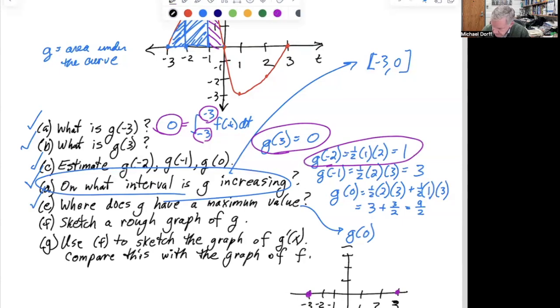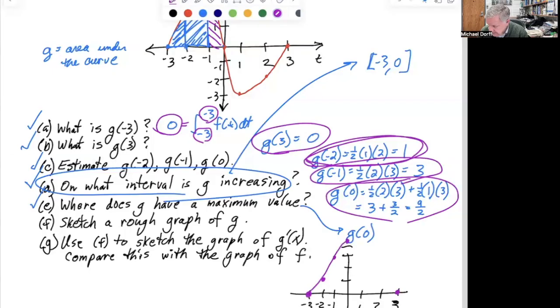Let's just put these in here. G of -2, we said is 1, so that's about here. G of 1 was 3, so that's about here. And G of 0 is 9/2, which is the same as 4.5. So I have something that looks kind of like this. And I could do the same thing on the other side, and it's going to be kind of symmetric and go down like this. So there's a rough sketch of G, okay?